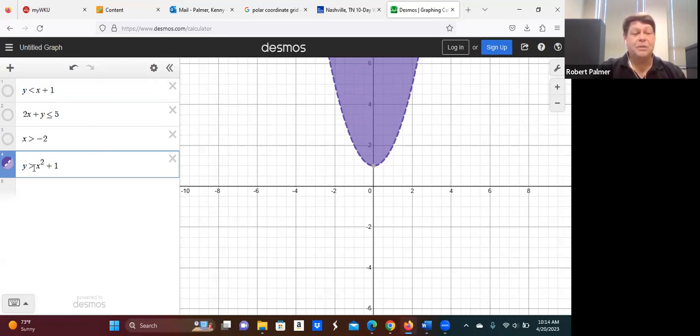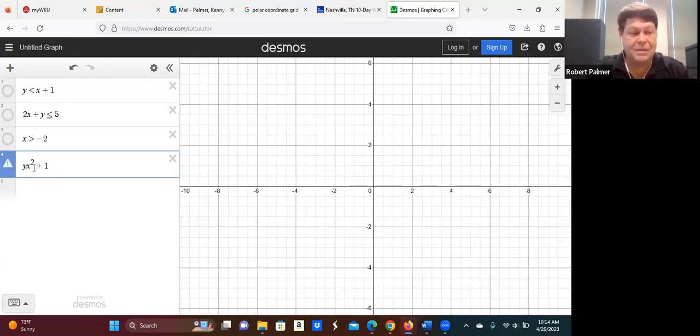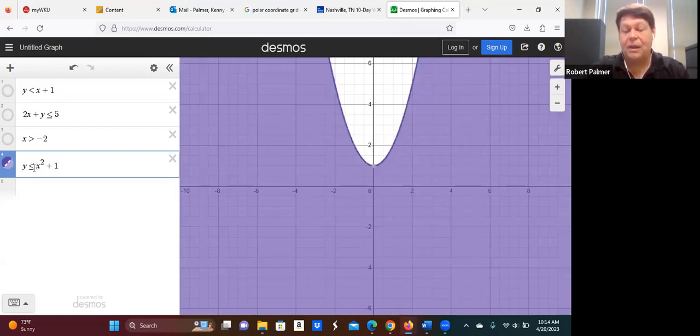In the same way, if we change this around, if I made this less than, it would be everything else. Just everything below, or everything on the other side of the graph. And then once again, if I did less than or equal to, so just do less than and hit the equal to button, the line is now solid, meaning the line is part of the solution. So everything works the same way as it did with linear inequalities, except we have something that's not linear, in this case, a parabola.